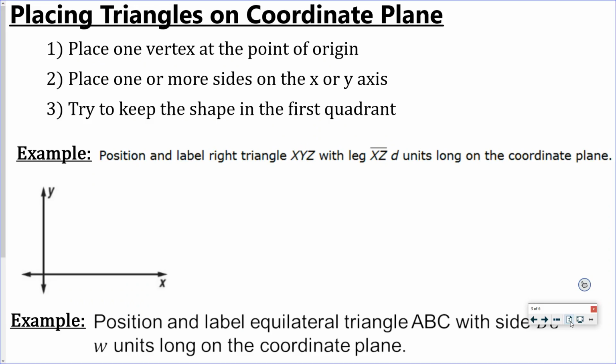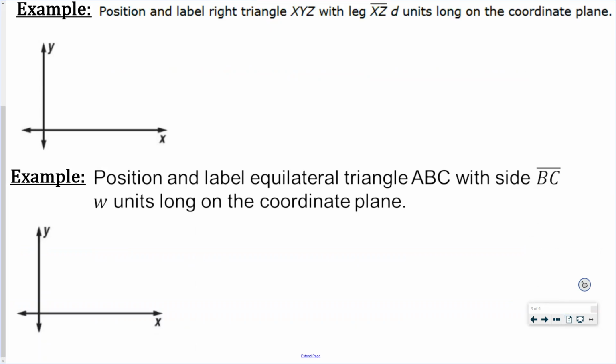Place one of the vertices of your triangle at the origin. What's the coordinates of an origin? 0, 0, right? So it gives you easy numbers to work with. And then place any sides of your triangle that you can on the x and y axis, because those include zeros. Like your x and y intercepts have zeros in them, so easy numbers to work with. Try to keep everything in the first quadrant, and that just keeps everything nice and positive. You can see for these practice problems, I just sectioned off the first quadrant.